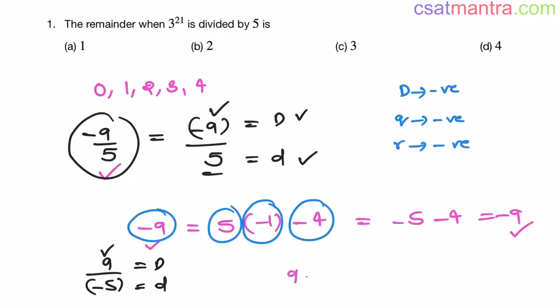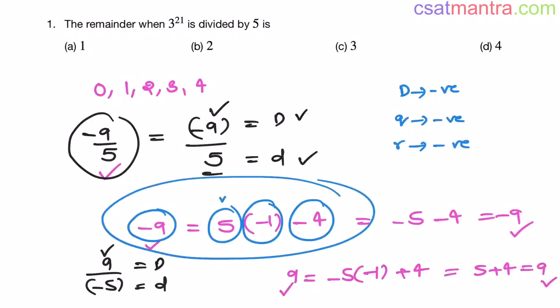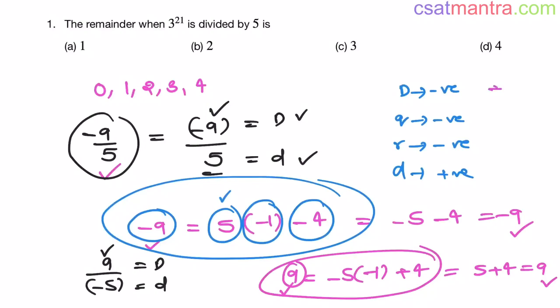Now see, 9 is equal to minus 5 into minus 1 plus 4. Minus 5 into minus 1, that is 5, plus 4, that is 9. Left hand side, right hand side, both are equal. Now see, in this equation, divisor is positive, my friends. Now in this equation, dividend is positive, divisor is negative minus 5, quotient is negative, remainder is positive. Both the equations are mathematically correct.